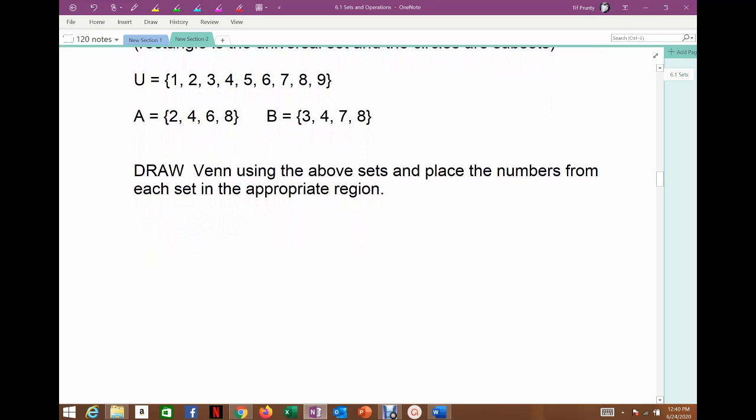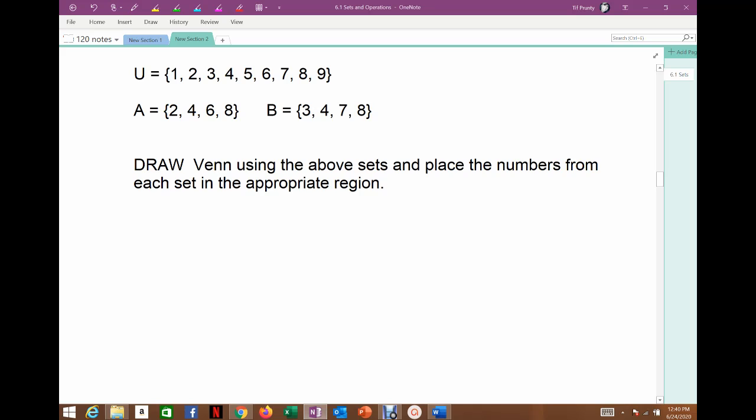So I'm going to draw a Venn diagram and then put the appropriate integer in the right region. My universal set is the numbers 1 through 9. A is the numbers 2, 4, 6, 8. B is the numbers 3, 4, 7, 8. Draw the Venn diagram using the sets above, and place the numbers in each appropriate region. Again, see if you can do this on your own. If you're familiar with Venn diagrams, you should be able to do this as I'm doing it.